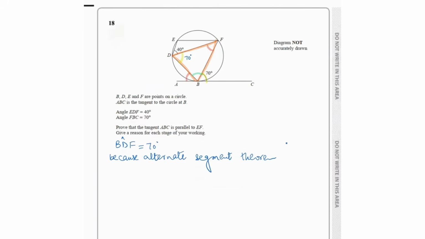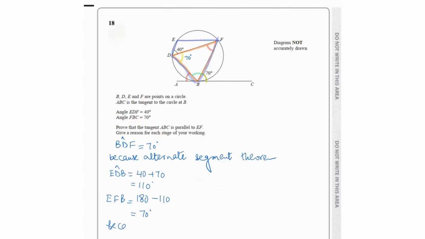Okay. Next, if you notice, this is a cyclic quadrilateral, because all four vertices of the quadrilateral are touching the circumference, which means opposite angles will add up to 180. So firstly, angle EDB is going to be 40 plus 70, which is 110. And then EFB is going to be 180 minus 110, which is 70 degrees.